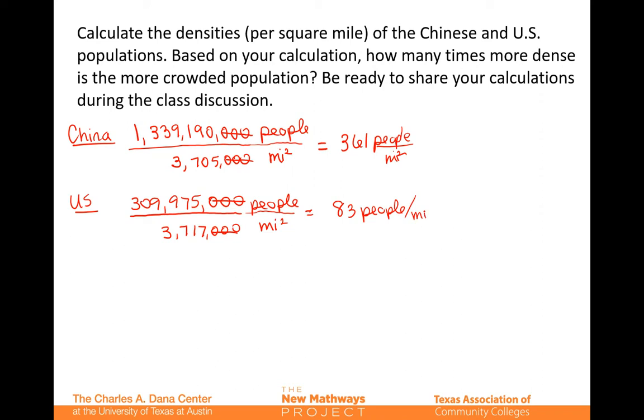So how much more dense is it if we do a ratio? 361 to 83. That's like 4.3 times more dense. For every one person per square mile in the United States, there's over 4 people per square mile in China.